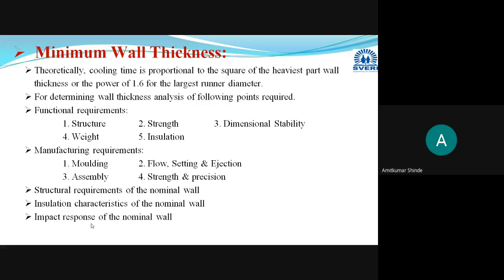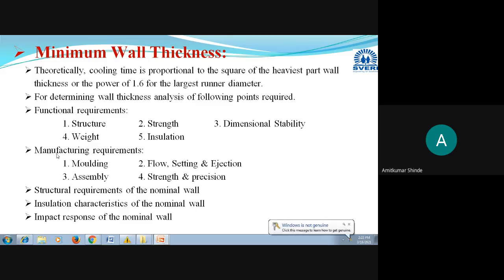So these are the points that you have to take into consideration while choosing the wall thickness. Which points? Initially, you have to start with the functional requirements, which kind of structure, and then how much strength is needed, then its weight, insulation. Here also I have mentioned the insulation characteristics, its dimensional stability needed. Then manufacturing requirements, and here all the process parameters you have to take into consideration.